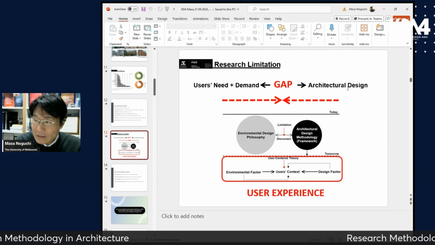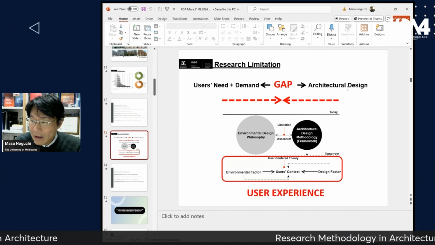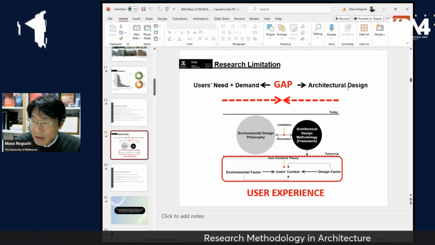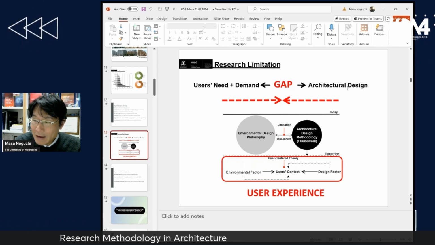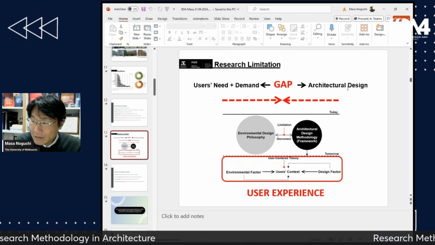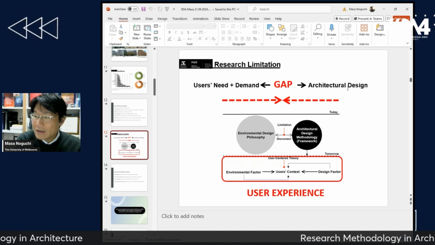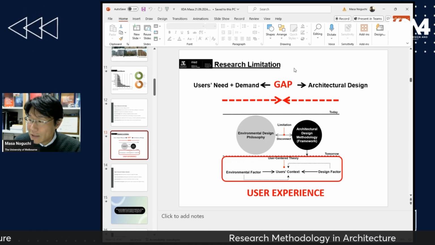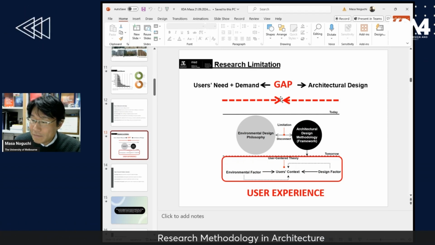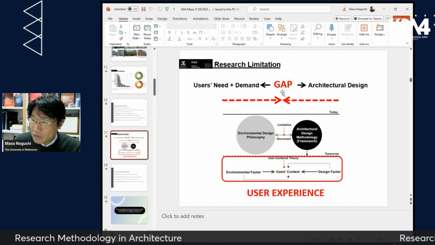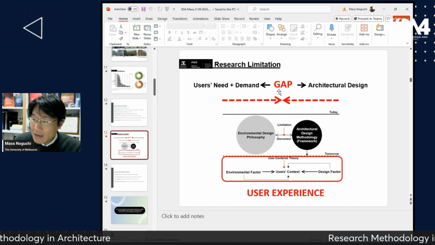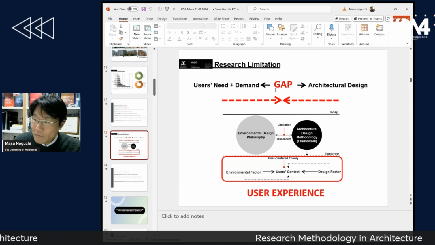Therefore, user needs and demands are somehow disregarded and don't reflect where they live. So there's a gap. He found there's a huge gap between the two. Therefore, he realized there is a need for filling the gap.